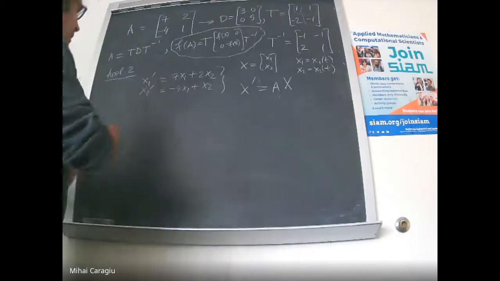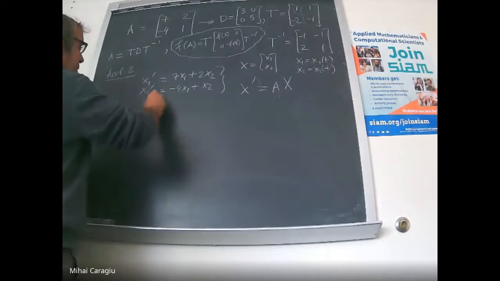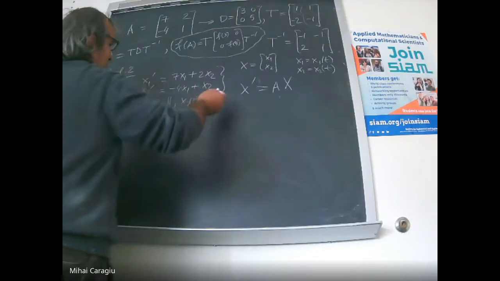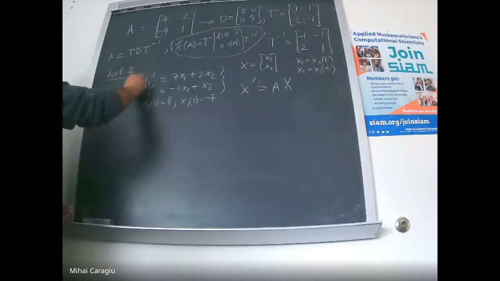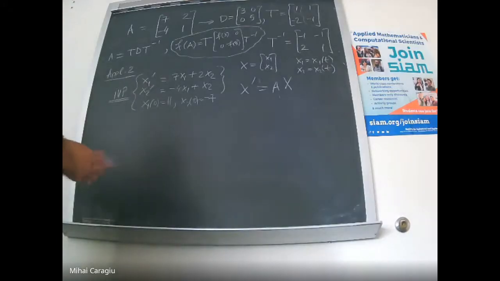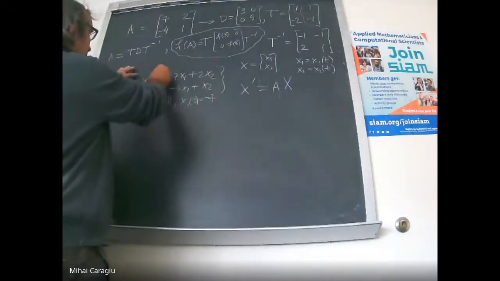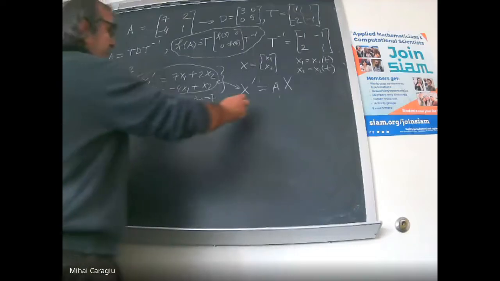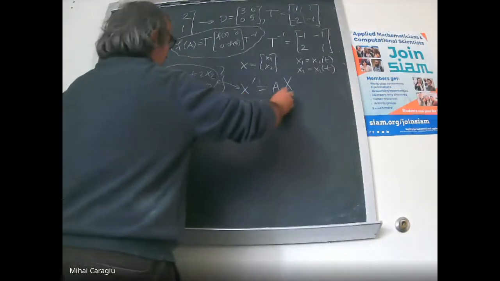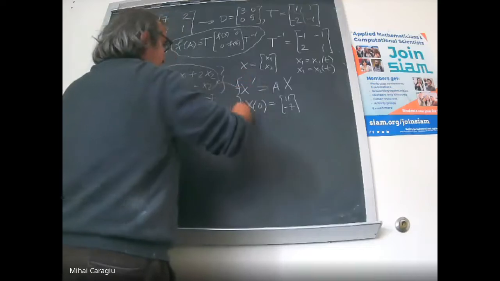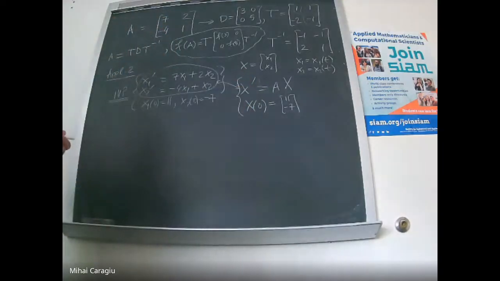Let me throw in some initial conditions. Let's say x1 of 0 equals 11, and x2 of 0 equals minus 7. These are the initial conditions, and together they form an initial value problem. We get x prime equals Ax. The system of these two equations is equivalent to this one in vector form, and x of 0 equals the vector 11, minus 7. This is the initial value problem: x prime equals Ax, and x of 0 equals the vector 11 and minus 7.